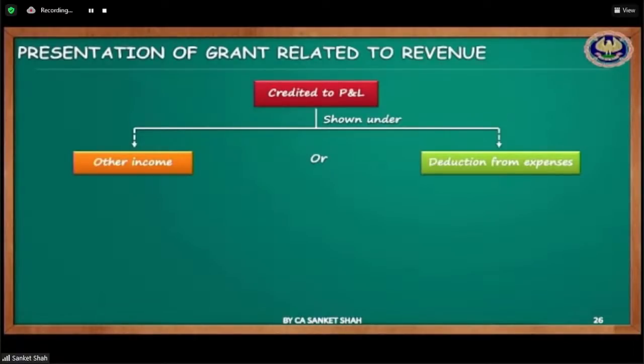So the third option is revenue in nature. Yes, we have finished with this. Credited to profit and loss account. It's very simple, sir. It's very simple.